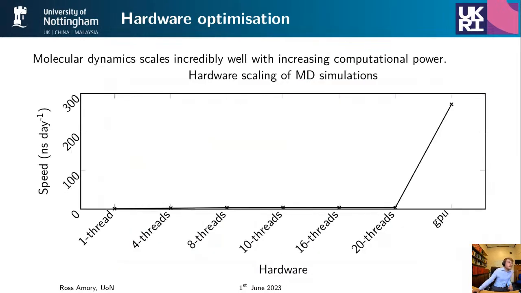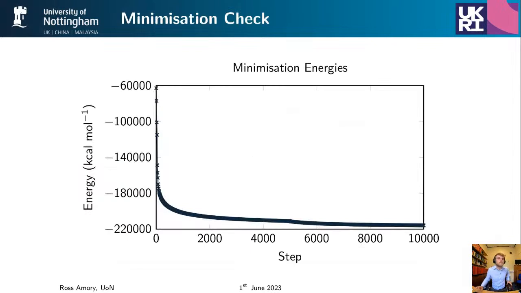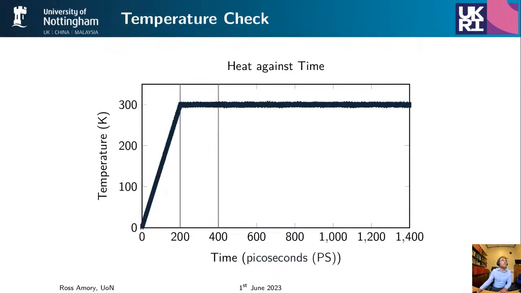But once you've run the simulation, it's always worth doing some analysis on it. For your minimization, the reason we're doing it is we're just trying to equilibrate the energy of the system. As you can see from this plot, this is the data that you will get if you were to run that minimization step. The energy definitely starts to converge by the end. Then as you run your heating, this is a plot of temperature versus time. You heat from 0 Kelvin to 300 Kelvin during your heating stage. Your equilibration stage just allows that heat to stabilize, and then your production stage is here.